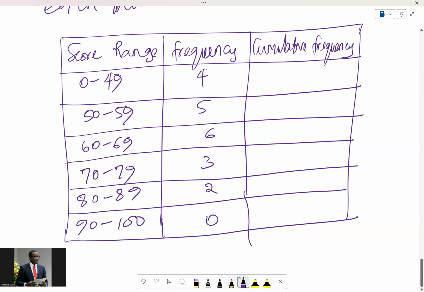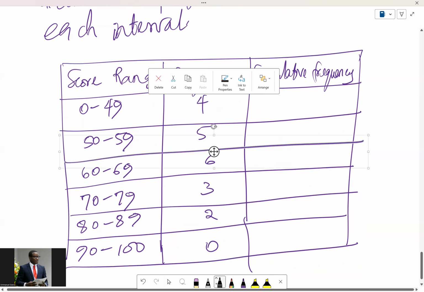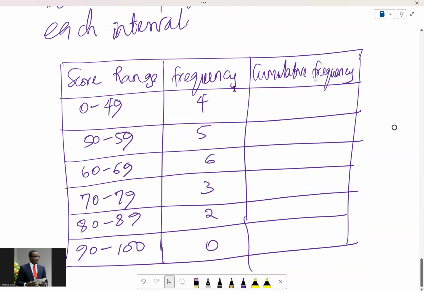Okay. So for cumulative frequency now, we've done this before. The first cumulative frequency corresponds with the frequency of the first class. So you have 4. Next, 4 plus 5, you have 9. Next, 9 plus 6, 15. 15 plus 3, 18. 18 plus 2, 20. 20 plus 0, also 20.